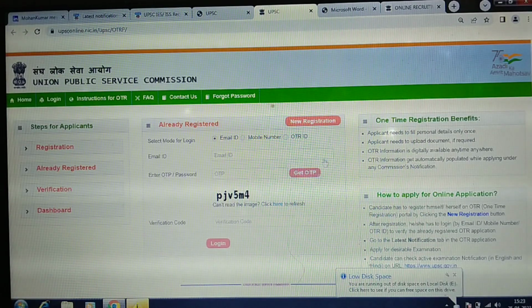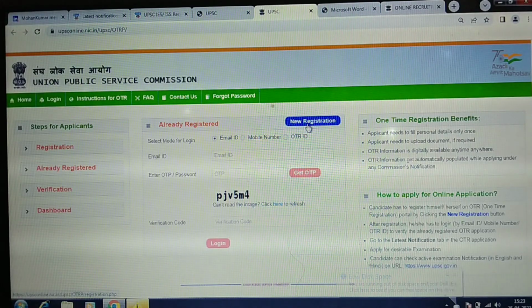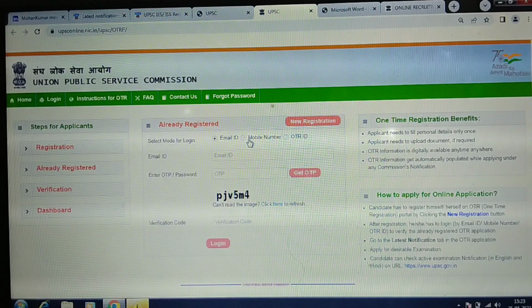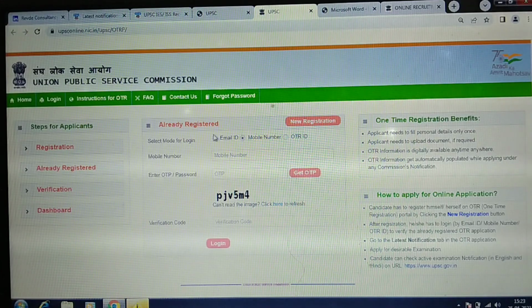Yes, it will open. First, you have to register your name if you have not registered. If you are not registered, you have to click on the new registration. If you have already registered, that is a one-time registration for the applications. If you have already registered in the previous years, that will be applicable.